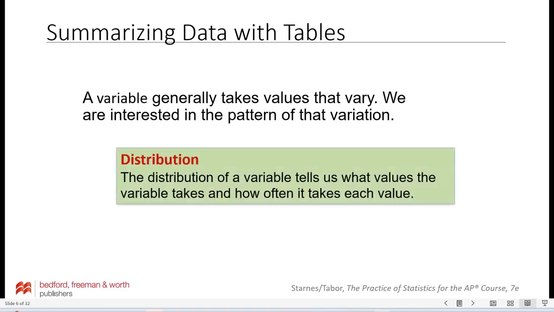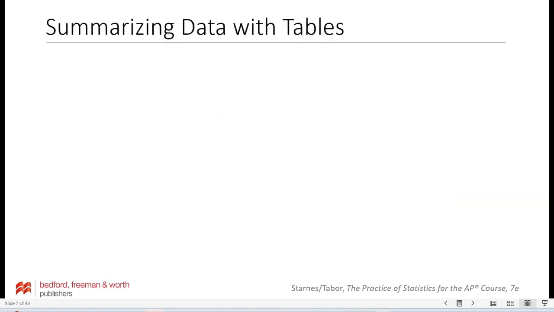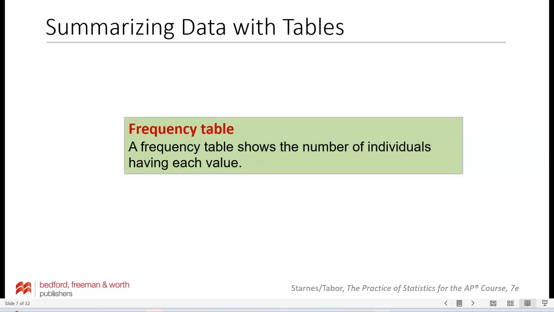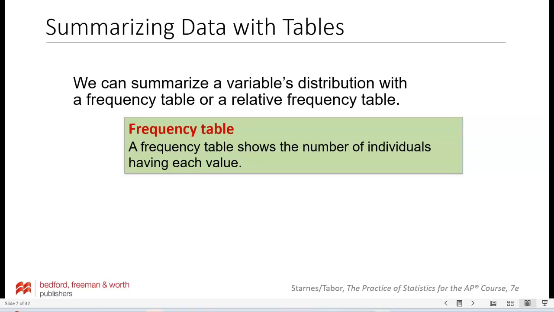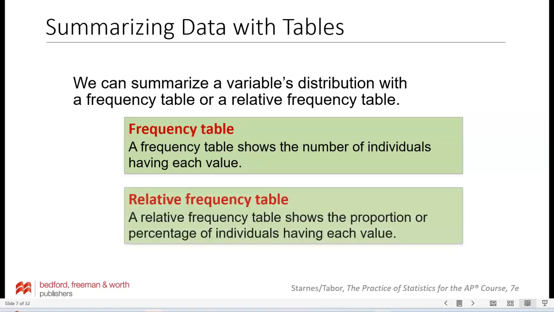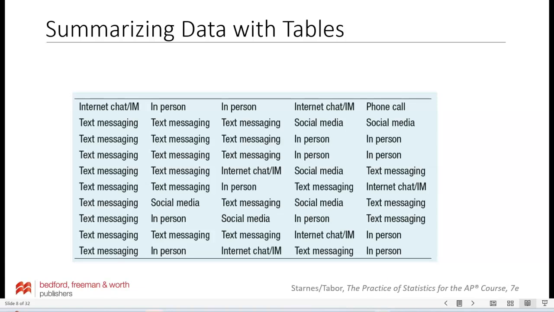The distribution, this is another word for a variable, tells us what values the variable takes on and how often it takes on those different values. So what's the frequency of that? The frequency table shows the number of individuals having each value. There's also something called a relative frequency table. Think of relative frequency as percentage or proportion. Typically we will use a percentage with a relative frequency table. So now, how often, well, what percent? You could actually take this data and summarize it in two different kinds of tables. You could have a frequency table.